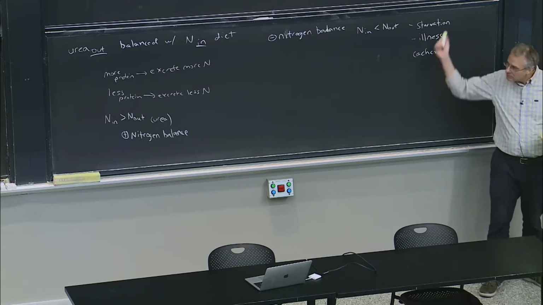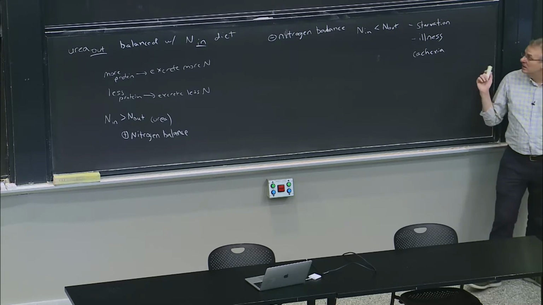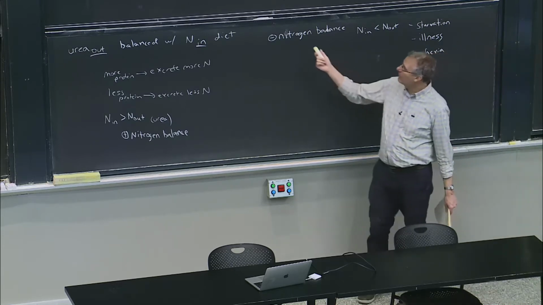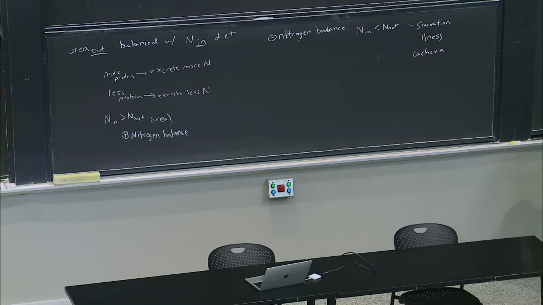And treatment of the underlying condition is really required for this to get better. All right. Now, it turns out I can experimentally cause negative nitrogen balance in an animal if I remove certain amino acids from your diet.